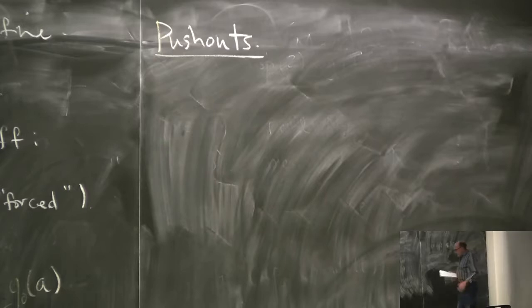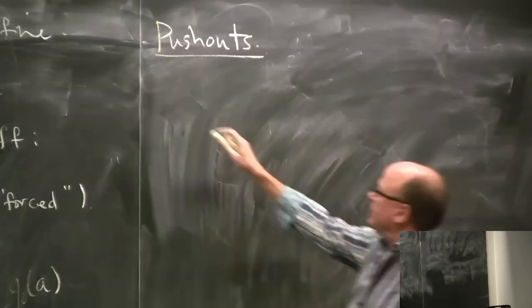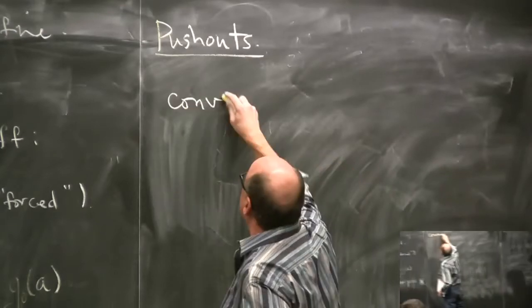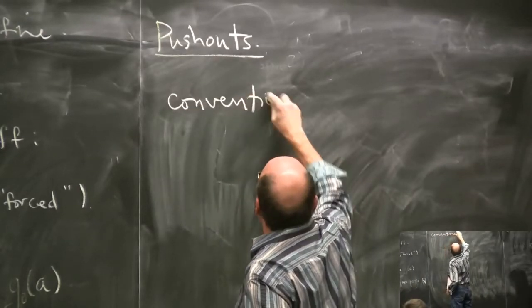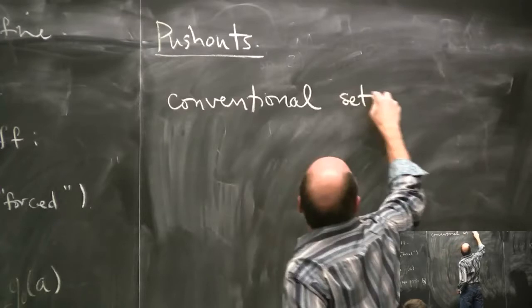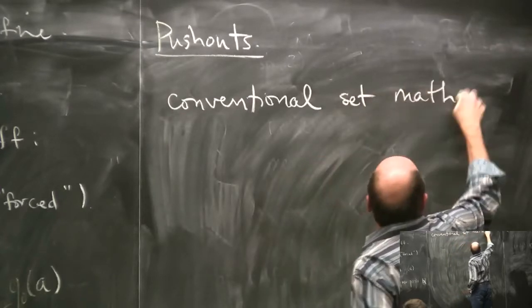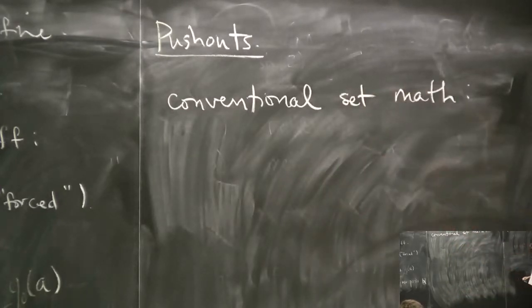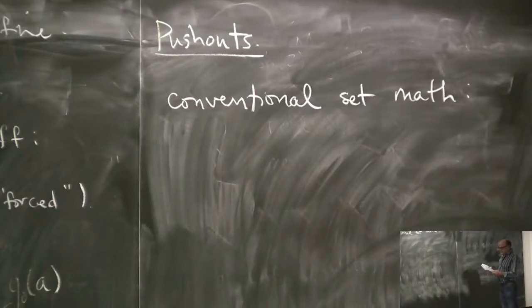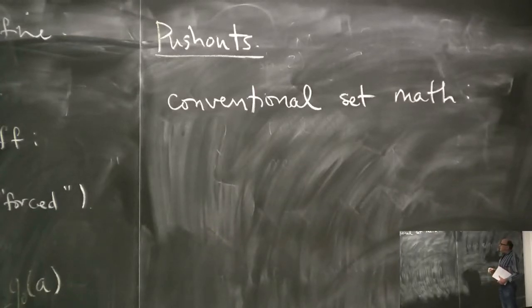Okay, so just in case you're not familiar with this, let's look at the conventional set math setting. Okay, we're working in sets. So I'm not doing homotopy type theory now because there are some subtle issues that come up here. So let me just remind you. So what is the push out? Well, the way I think about it is dual to the pullback. So what is a pullback?